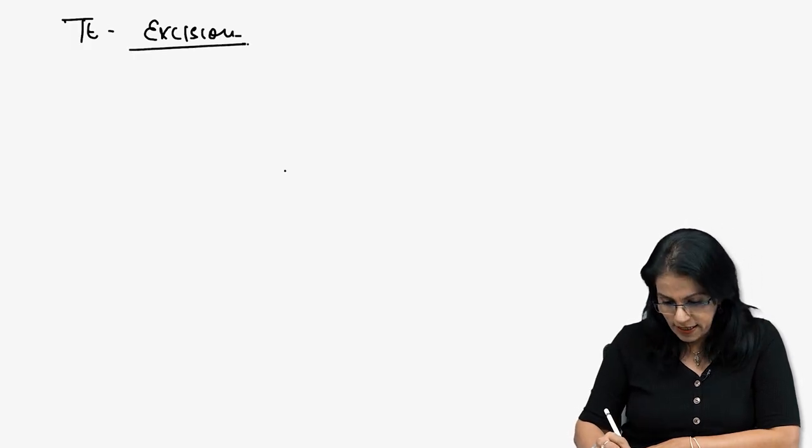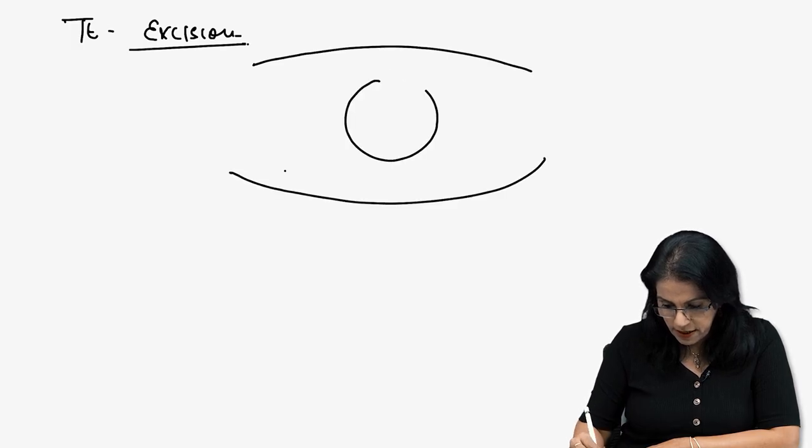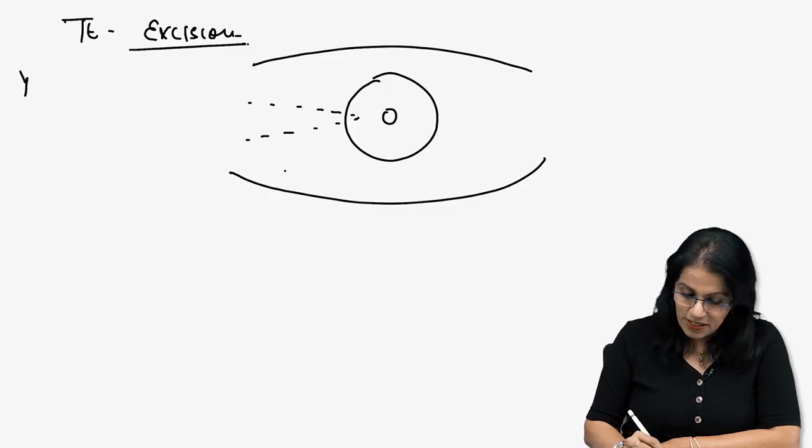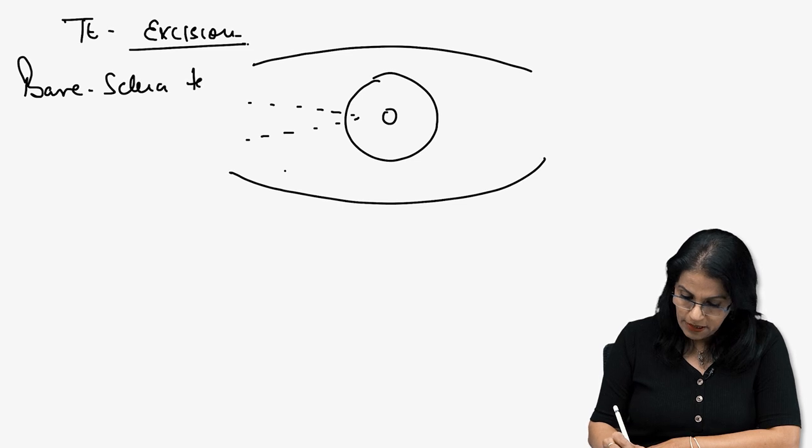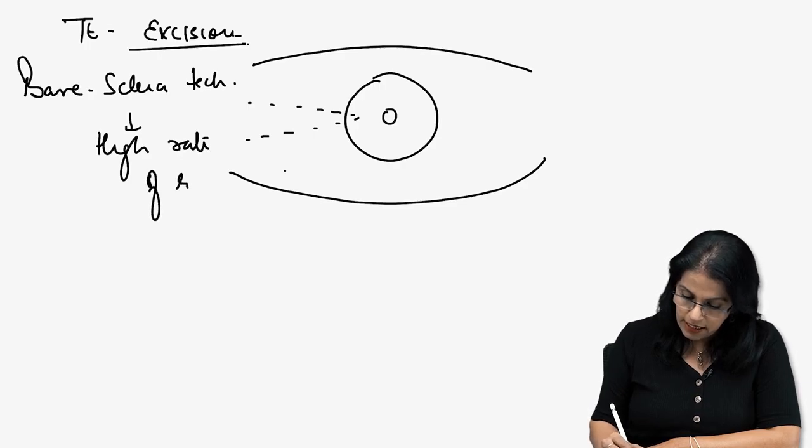Let us draw and understand, because if I am just leaving a bare sclera, just suppose there was a pterygium here, the dotted lines, I have removed it, I had created a bare sclera. This is called the bare sclera technique. But as I said, it has a high rate of recurrence, please keep writing.